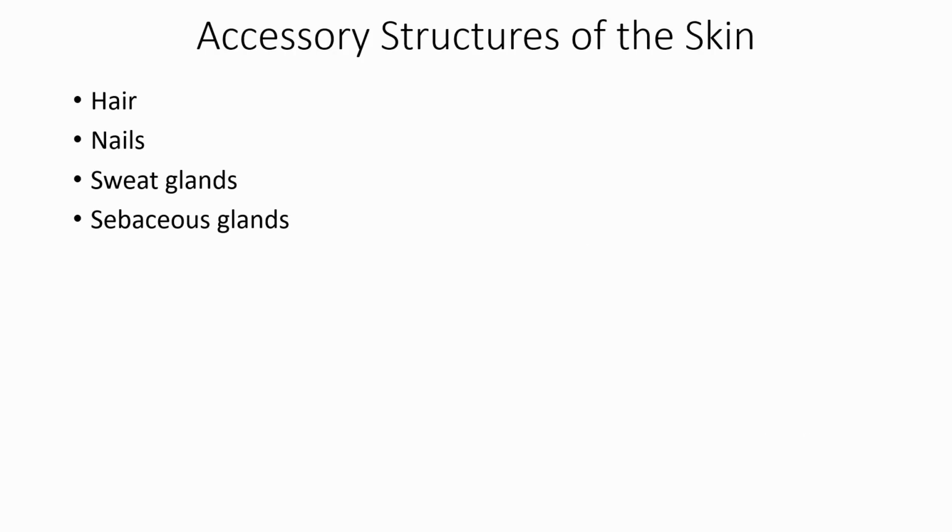Right, so we're talking about accessory structures of the skin, things like hair, things like your nails, your toenails, your fingernails, sweat glands, and sebaceous glands or oil glands. So let's start with hair. Why do we even have it? What's the whole point of having hair besides to look cool?